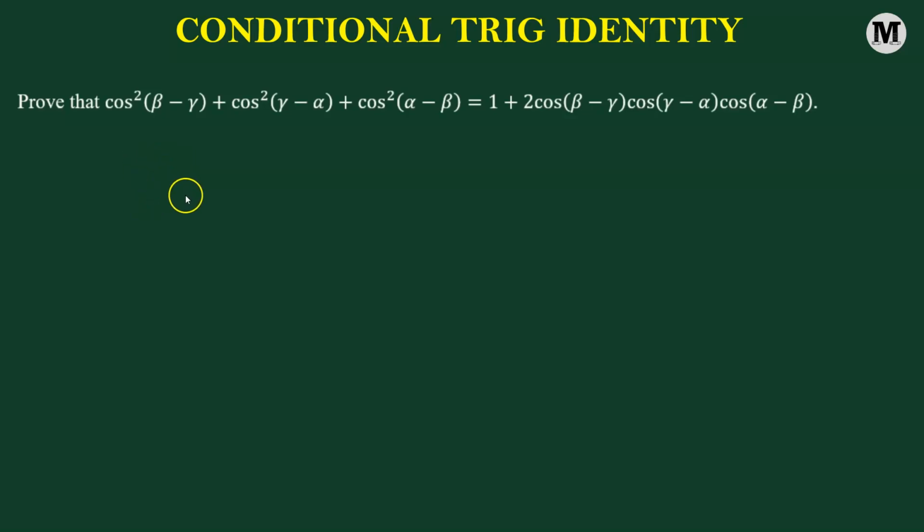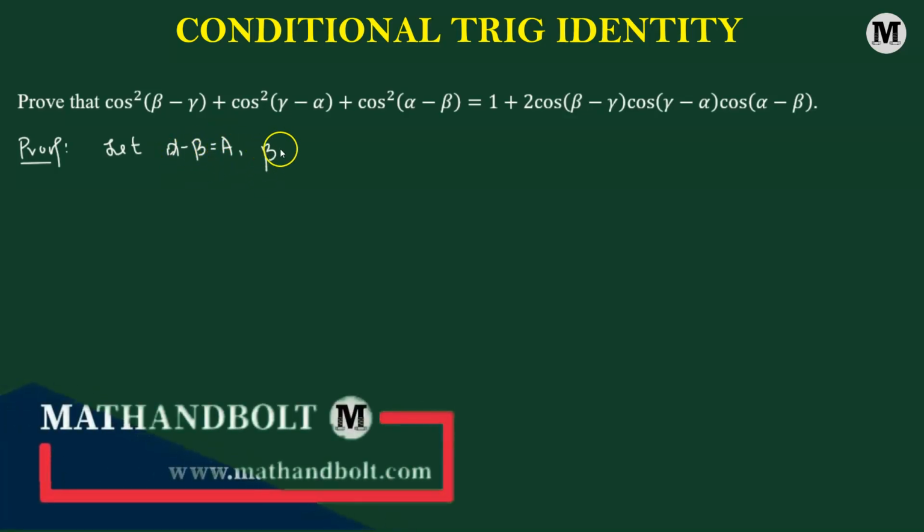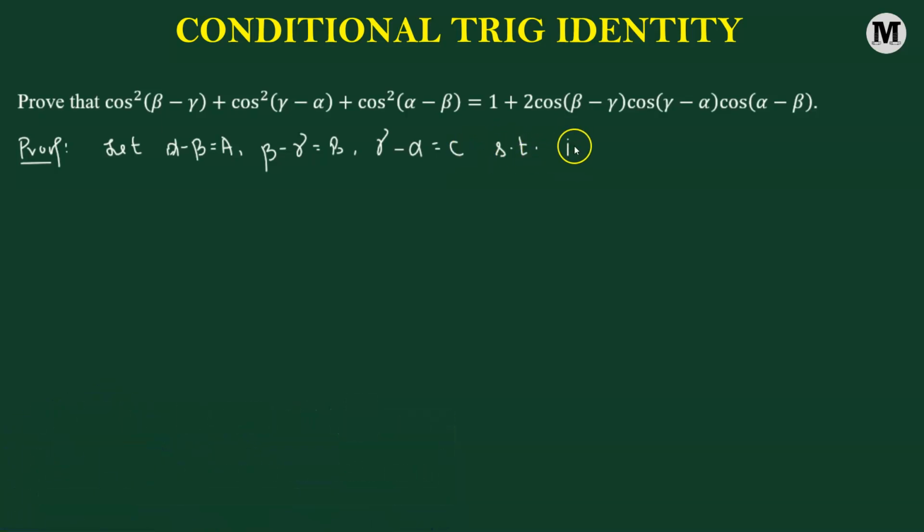So here we need to prove the following identity. Okay, let us begin. To prove this problem, we're going to make some assumptions. We'll suppose that alpha minus beta equals A, then beta minus gamma equals B, and gamma minus alpha equals C, such that if we take the sum of A, B, and C, we get 0. You can verify that.